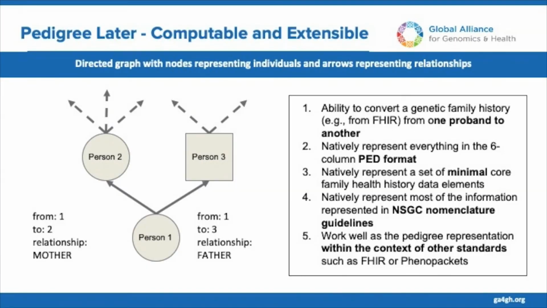Orion, Grant and the team have now come up with a key set of requirements that we are aiming to support in the release of our first pedigree standard with GA4GH. This includes the ability to convert a genetic family history from one proband to another, natively represent everything in the 6-column PED format, represent a set of minimal core family health history data elements, natively represent most of the information currently in the National Society of Genetic Counselors Nomenclature Guidelines, and as well work with the pedigree representation of other standards such as FHIR or Phenopackets.